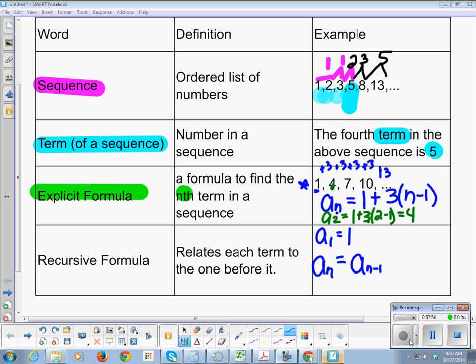So if I'm looking for the second term, this little n here would be a 2, then I would take the one before it, which would be 2 minus 1, which would be the first term, and I'm going to add 3 to each one. So I go plus 3, and that applies for every n greater than 1. I've already had the n equal to 1 accounted for, so I want to make sure.